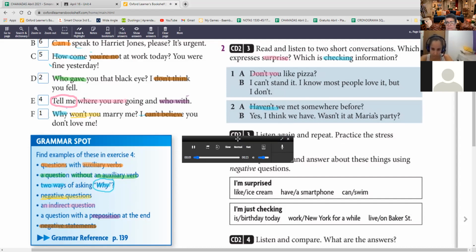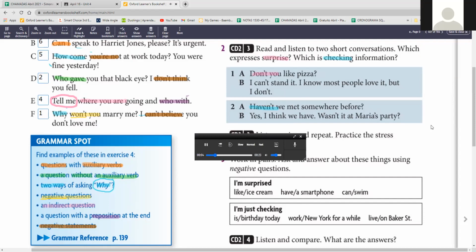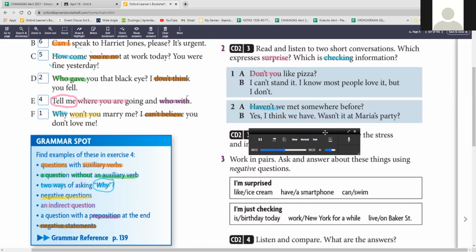Track 3. 1. Don't you like pizza? I can't stand it. I know most people love it, but I don't. 2. Haven't we met somewhere before? Yes, I think we have. Wasn't it at Maria's party?